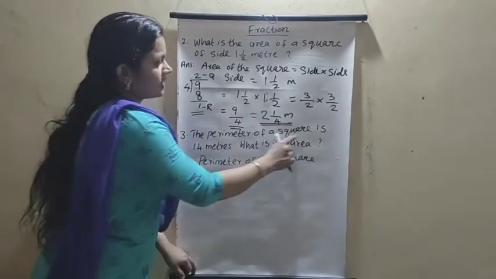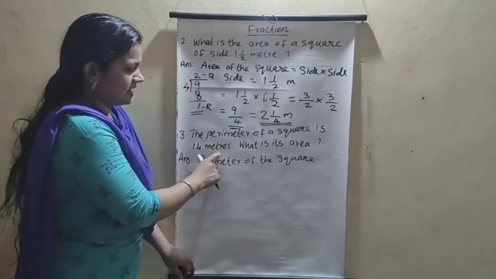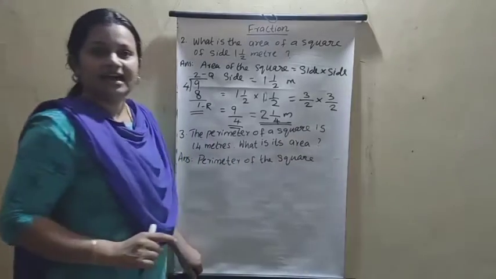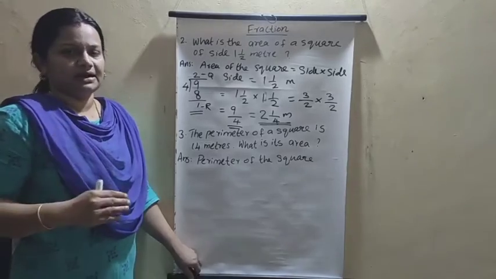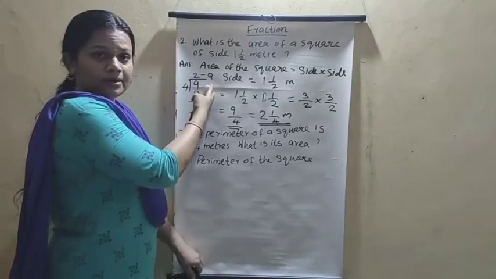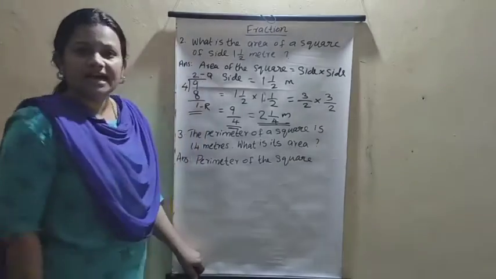The perimeter of a square is 14 meters. What is its area? In this problem, perimeter is given. In the previous problem, one side was given.